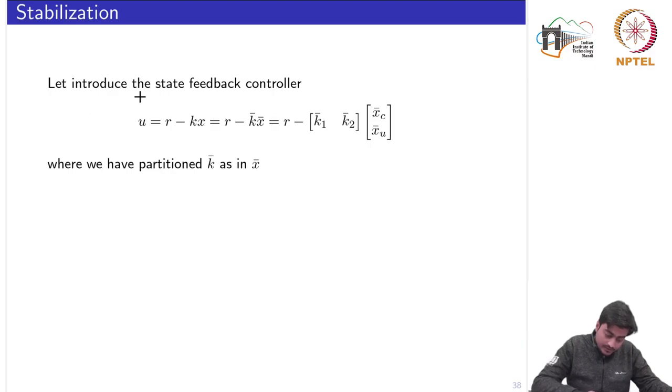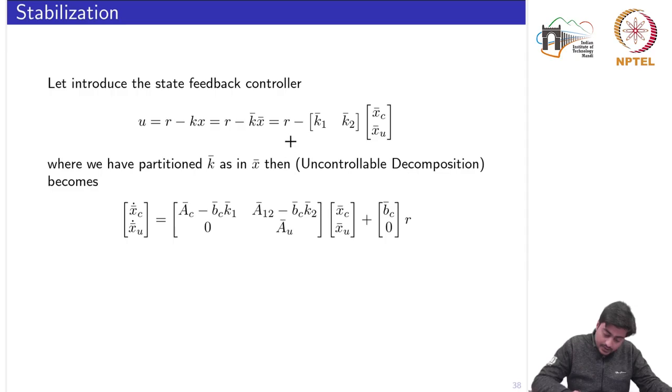Now let's see, if we introduce the state feedback controller, which we have been designing from the beginning, to this system which is not completely state controllable, what happens to the closed loop system. So we can write u is equal to r minus Kx. Since x has been changed to x bar by using the decomposition, we have replaced K with K bar, and we now need to design K1 bar and K2 bar with respect to x C bar and x U bar. x C is the controllable state and x U is the uncontrollable state.